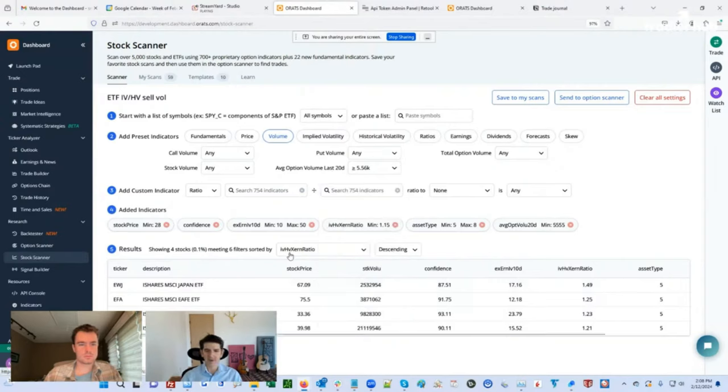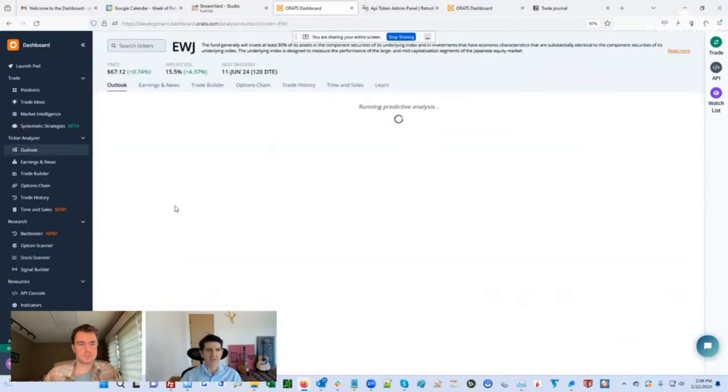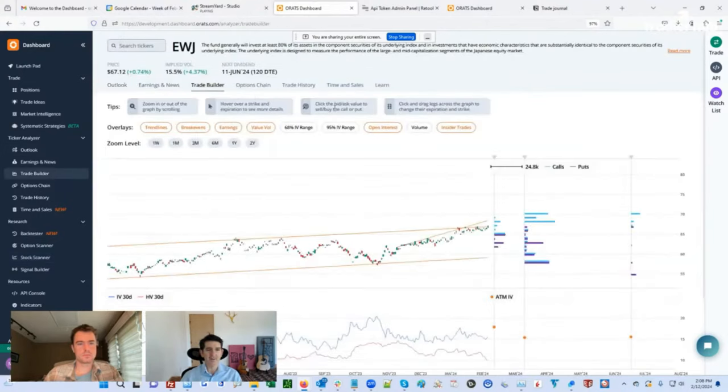And then I could sort this. So I sort on IV divided by HV, and I want to have descending. That's the highest implied divided by historical. So let's just take a look at that. So it's EWJ, and let's go to the trade builder.